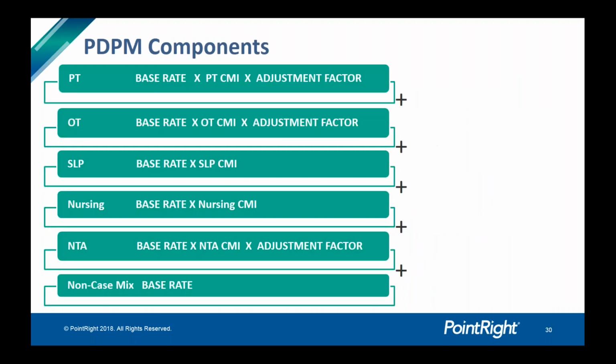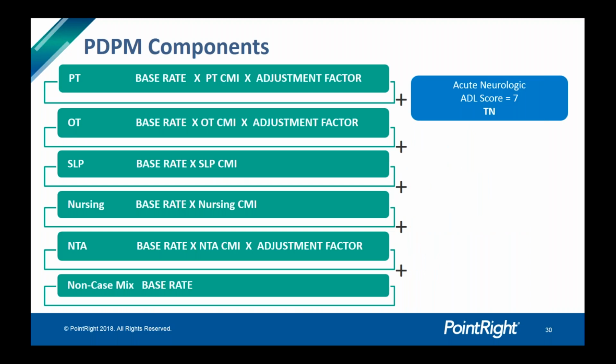So where does this put us in our little table here of the PDPM components? So first of all, we've got the PT and OT. So I did a little back of the napkin calculation from her description and came up with an ADL score of 7. We'll talk about ADLs in the next webinar. And due to her primary diagnosis of that hemiplegia following the stroke, she's in the acute neurologic clinical category for PT and OT. So with that clinical category and with the ADL score of 7, her component rating is TN.